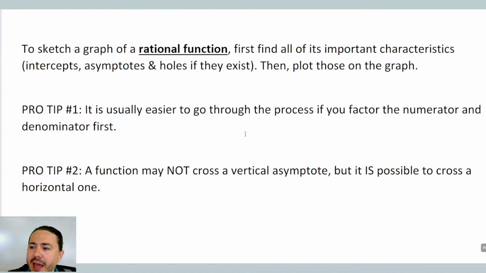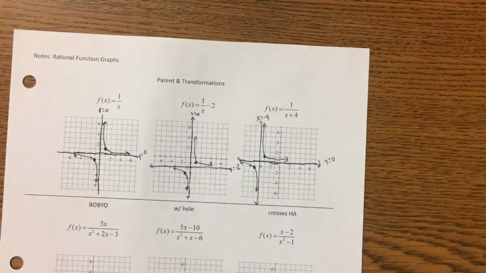So let's take a look at the examples today, so I can show you and guide you through how to graph some of these functions. And for all of these, what you're going to have to do is go through all the characteristics that we learned last time. So you find the x-intercepts, find the y-intercept, find the vertical asymptotes, the horizontal asymptote, and then if there's any holes, find those too, and then plot all of that onto the graph.